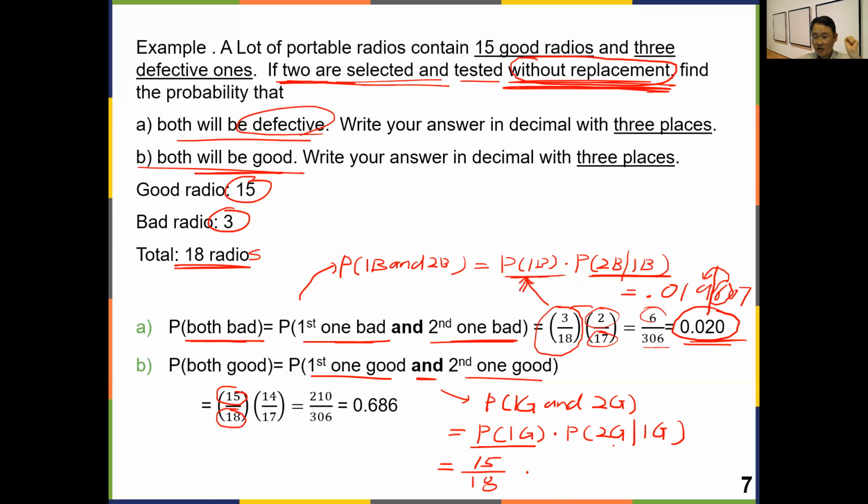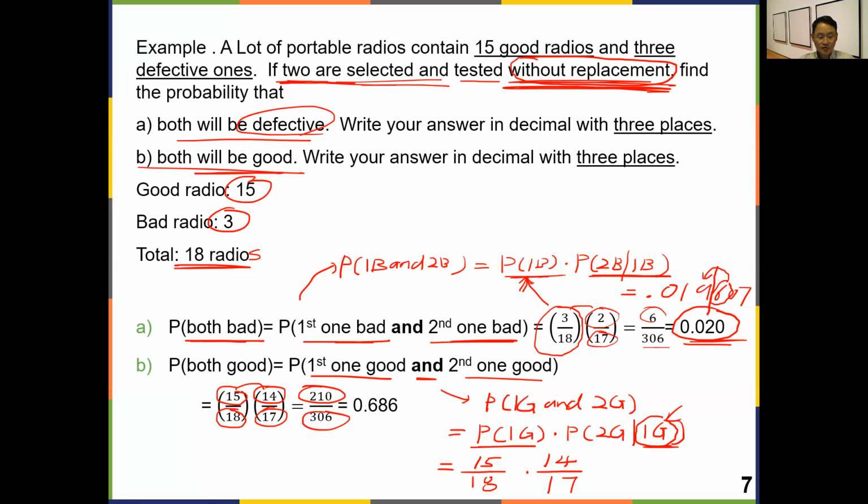So what's the probability the second one is good? How many good ones are left? Because the condition says the first one is a good one, now we have 14 good ones left. How many altogether are left? Well, 17 altogether are left, because I'm holding on to the first one, which is a good one. That's why we have this, right? So multiply these together, and multiply these together, put it right here.